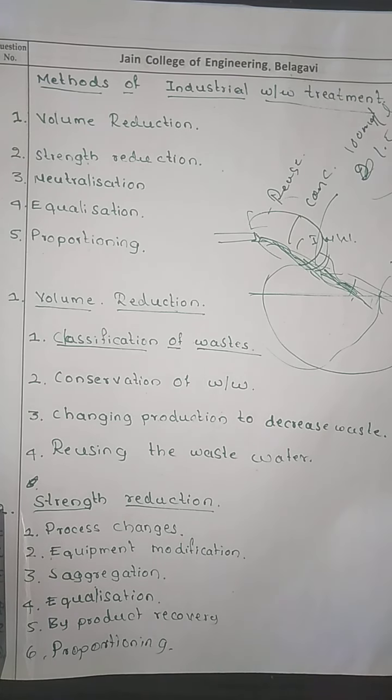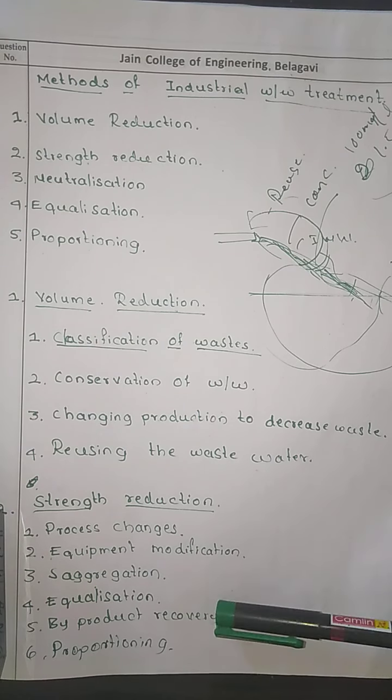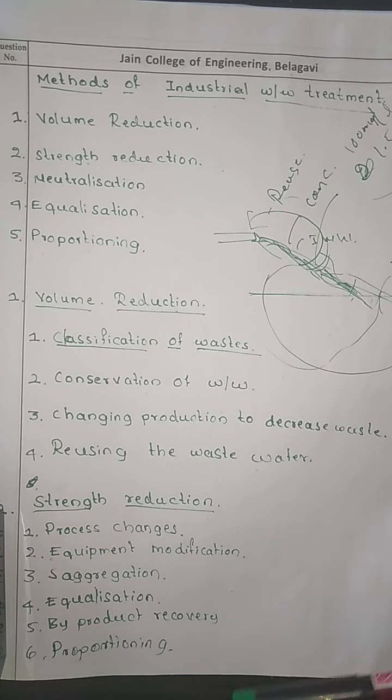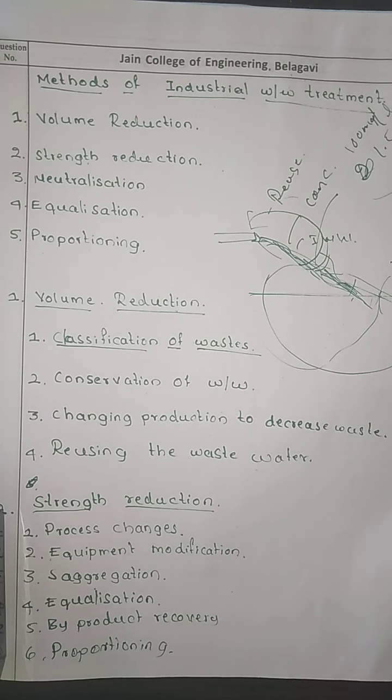Like this, there are many methods by which we can reduce the strength of the wastewater that we release. These include process changes, equipment modification, segregation, equalization, byproduct recovery, and proportioning. The first one, in reducing the strength of wastewater, is to make some process changes, which is a concern for sanitary engineers.